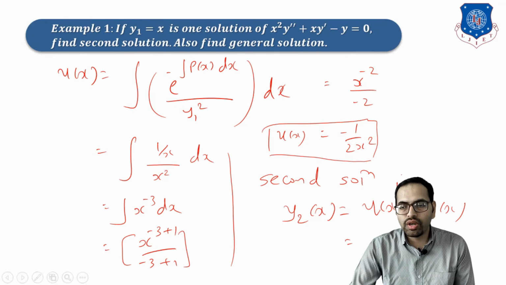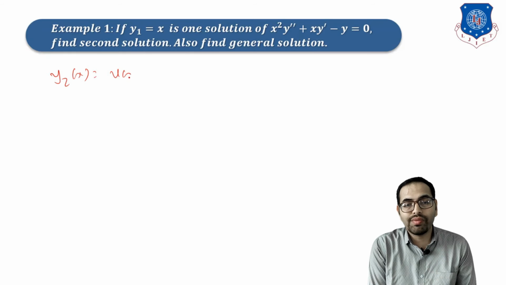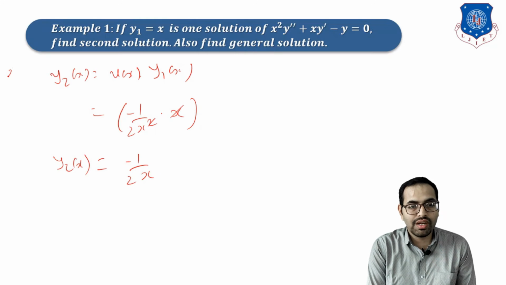Now substituting these values of u of x and y1 of x in this equation, we have y2 of x equal to u of x into y1 of x. y1 of x is x, and u of x is minus 1 by 2 x square. Here x will be cancelled out. Then the second solution is minus 1 by 2 x. This one is our second solution.